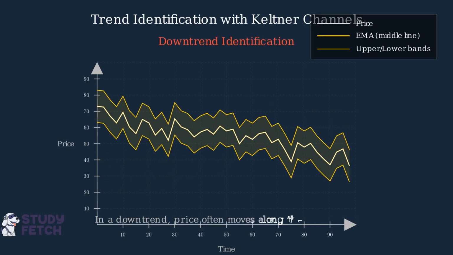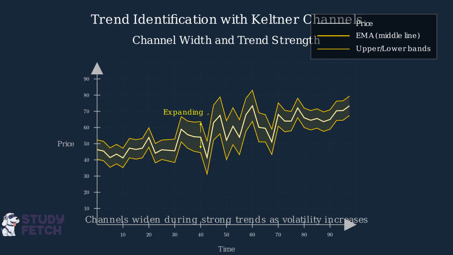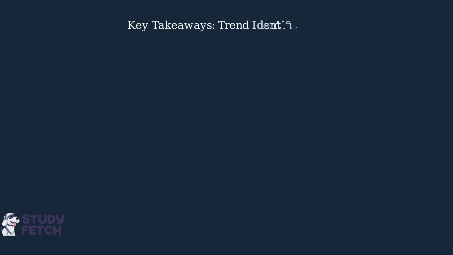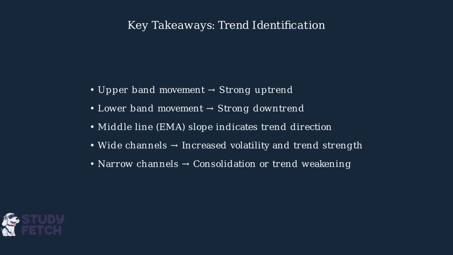Conversely, in a downtrend, the price tends to move along the lower band of the channel. Here, the middle line slopes downward, confirming the downtrend. During strong trends, Keltner channels typically expand as market volatility increases. Conversely, during consolidation periods, the channels contract as volatility decreases. Let's summarize how Keltner channels help identify market trends. By recognizing these pattern behaviors in Keltner channels, traders can more effectively identify and trade with the prevailing market trend.